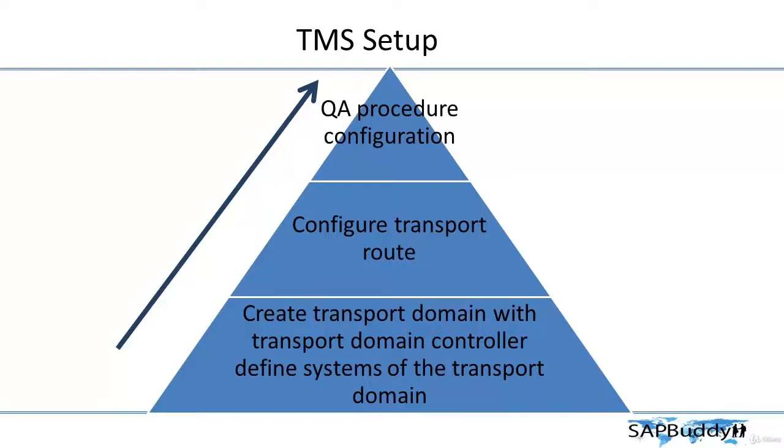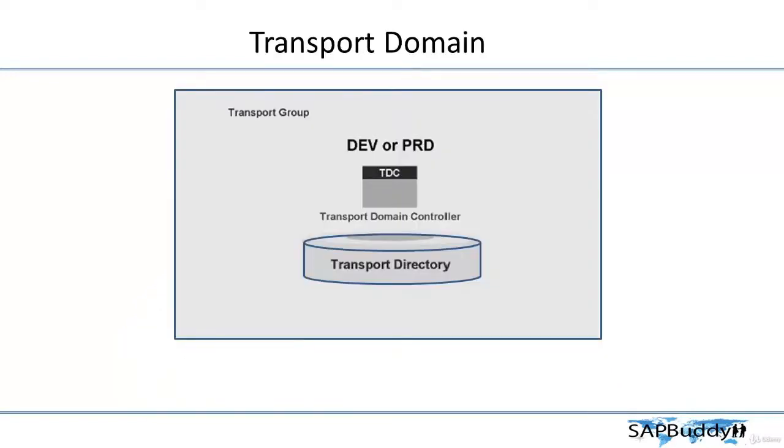So first let's see how we initialize the transport domain. In general, the first system on which you start configuring STMS is considered the transport domain controller. We can switch the domain controller at a later stage. Let's assume it is not feasible to keep it in the same system; you can switch the domain controller to a different system. Okay, that is possible at a later stage.